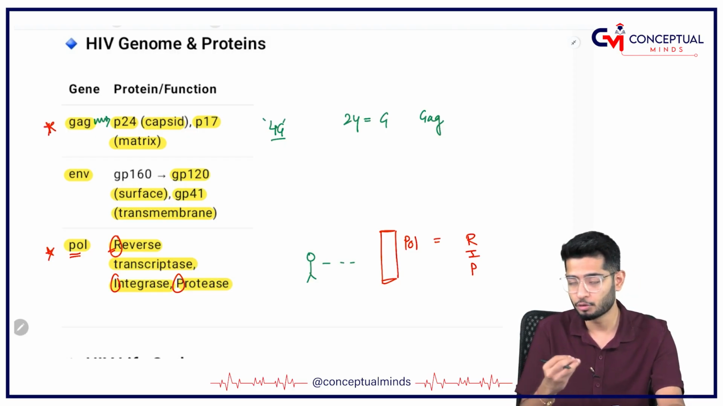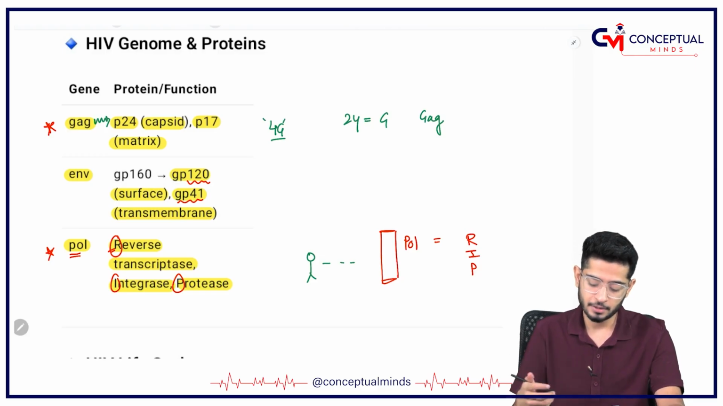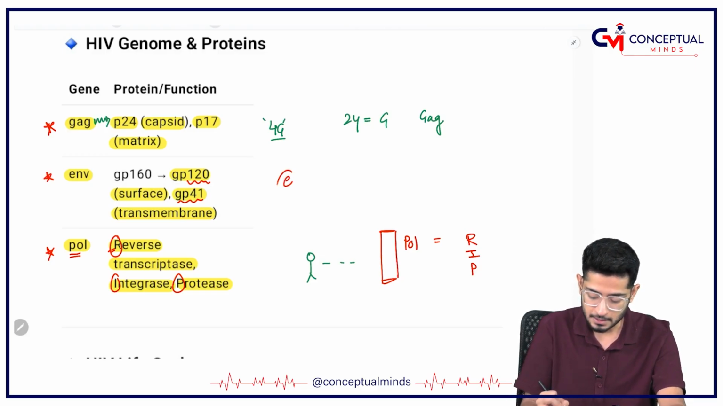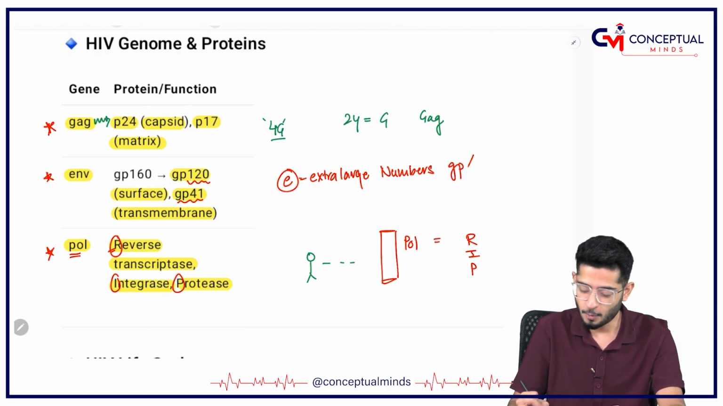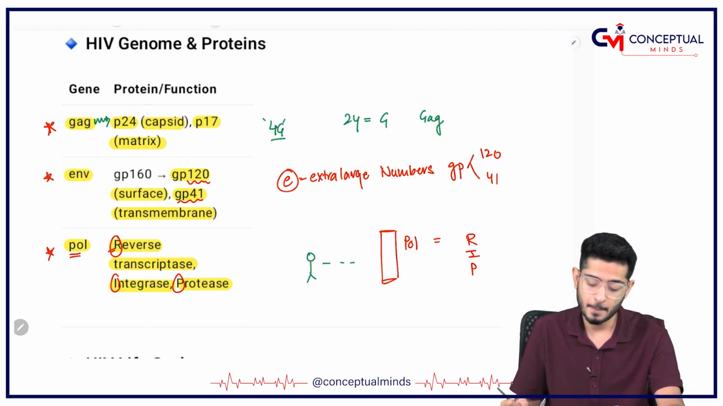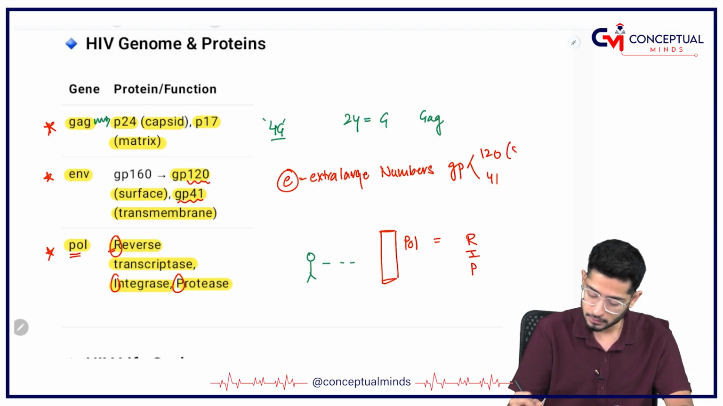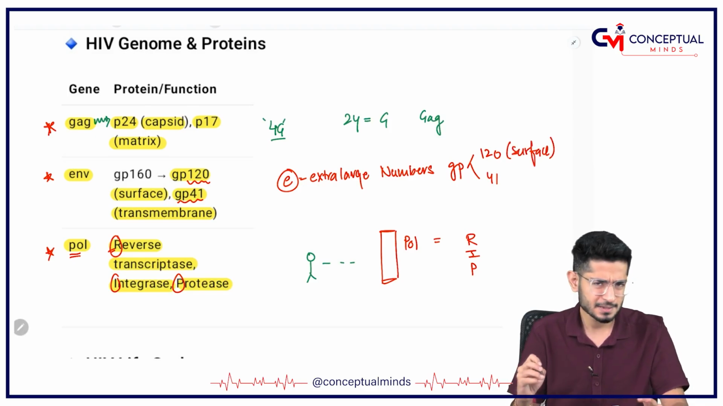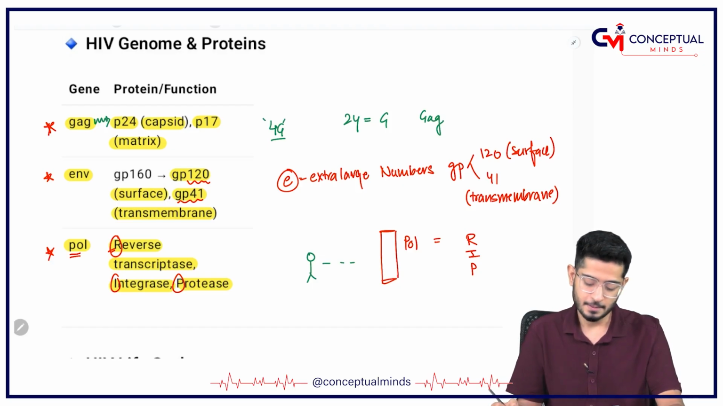GAG gene, I have told you 4G network, so 24 and 17, whereas 120 and 41, these are big numbers. So remember E for extra large numbers. So GP120 and 41, these are big numbers. Now 120 is very big, very strong, so it is on the surface, whereas 41 is big but not very strong. So 41 likes to be in the transmembrane.